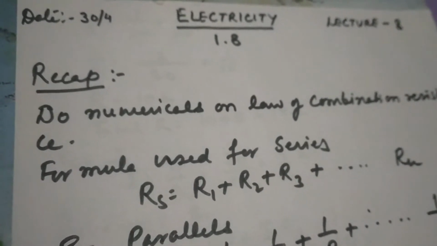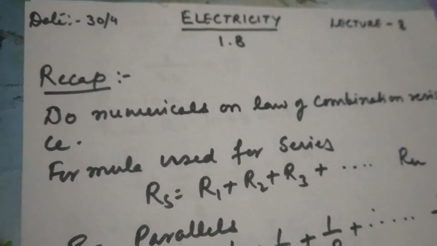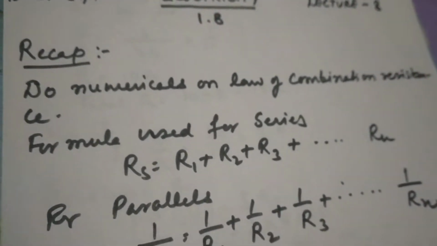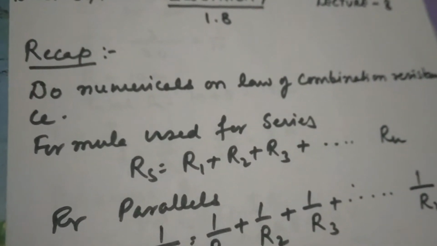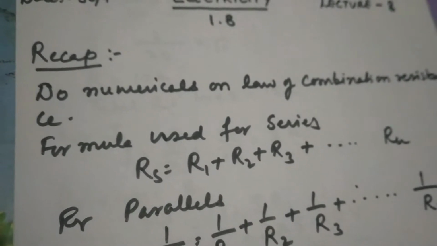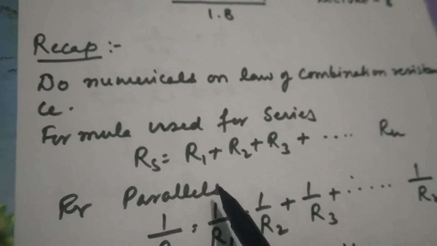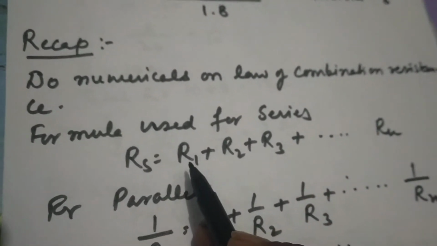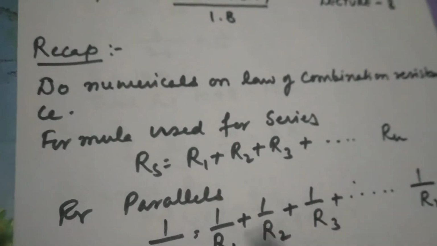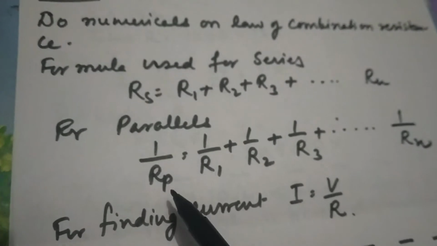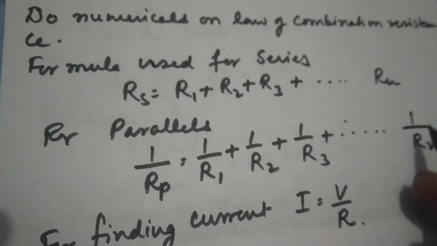Today I will be taking you lecture number 8 for the chapter Electricity. Before we start today's content, let me recap the last lecture. We have done some numericals on laws of combination, and for doing those numericals, you should remember that the formula used for the series is Rs = R1 + R2 + R3 + ... + Rn. For the parallel, it is 1/Rp = 1/R1 + 1/R2 + 1/R3 + ... + 1/Rn.